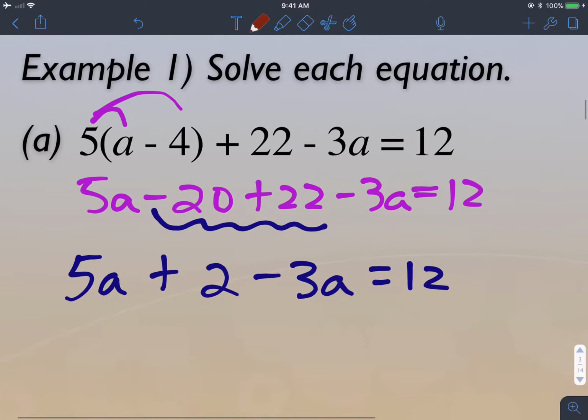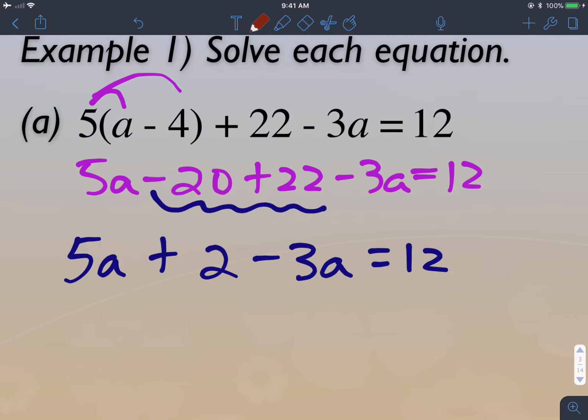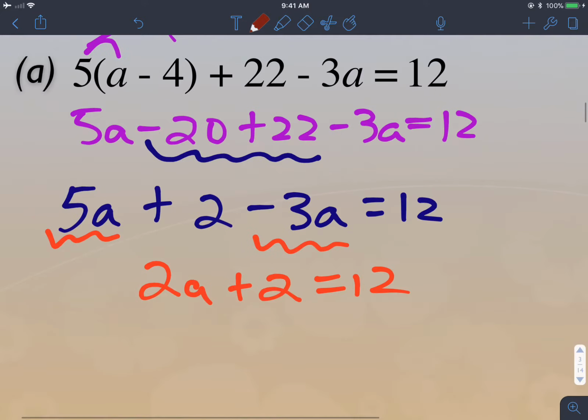Okay, somebody else? Another step? Like terms. 5a and minus 3a becomes what? 2a. Okay. So all we did was combine like terms. We didn't have to do any inverse operations yet, but now we have to, kind of.